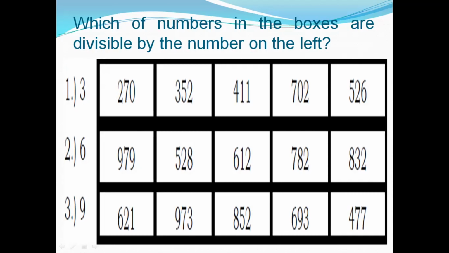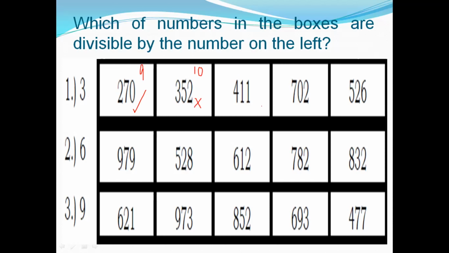So let's add this one. 2, 7, and 0. So we're going to get the answer 9. Since 9 is a multiple of 3, 270 is divisible by 3. Next, 352. 3 plus 5 is 8, plus 2 is equal to 10. 10, hindi siya pwedeng i-divide sa 3 because we're going to get a remainder. Tandaan, ang divisibility rule, walang remainder, walang natitira. So, 352 is not divisible by 3.